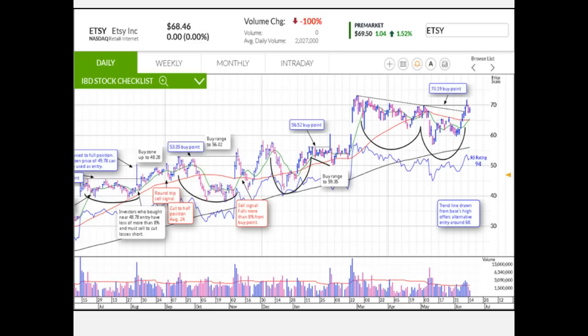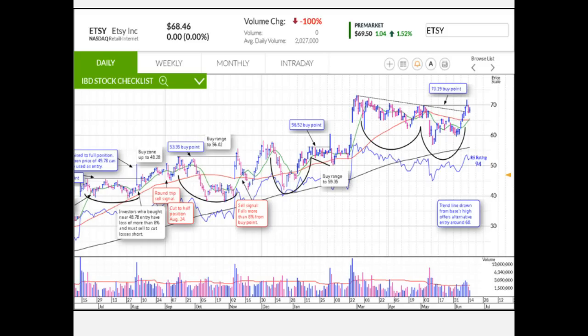And so what it looks to be doing right now is building probably another handle. And so when it takes out that one that's up above the 70.19 buy point, probably around 72 or something like that, that would be another place where we might, especially if there's good volume, add another half position. So this one is still one to watch. It had, like I said, a big move off the bottom, and it's been consolidating.